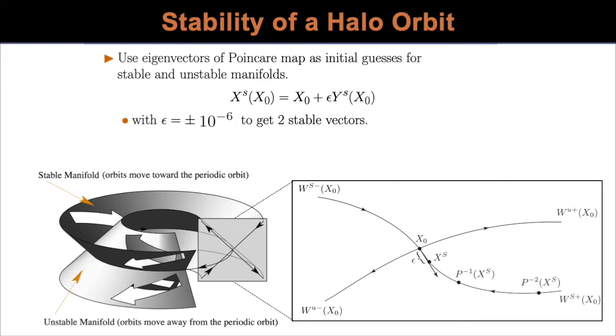This epsilon, just a rule of thumb, seems to be that using plus or minus 10 to the negative 6 is good. And each of these stable manifolds has 2 branches. So there's one going one way and one going the other. We'll see that. All right.